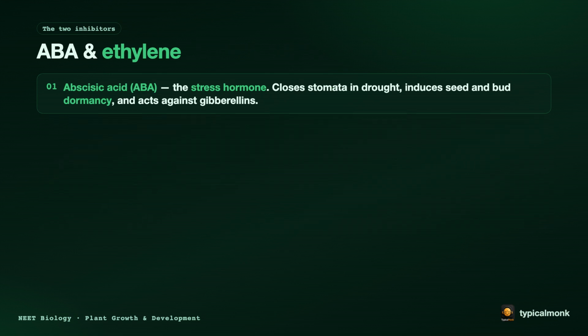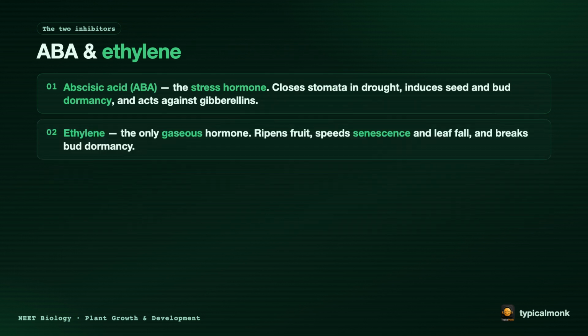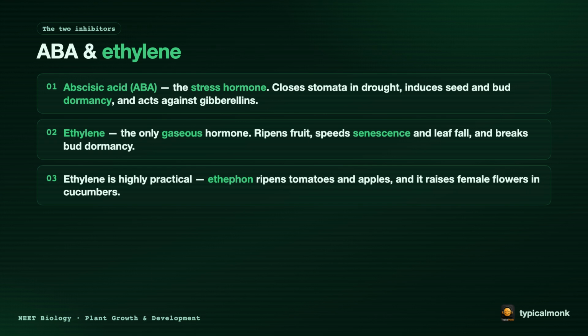and cytokinin was first known as kinetin. Now, the 2 inhibitors. Abscisic acid, that is ABA, the stress hormone. It closes stomata in drought, brings dormancy in seeds and buds, and works against gibberellin. Ethylene, the only gaseous hormone. It ripens fruit, speeds senescence and leaf fall, and breaks bud dormancy. Ethylene is very practical. Ethephon ripens tomatoes and apples, and it raises female flowers in cucumbers.